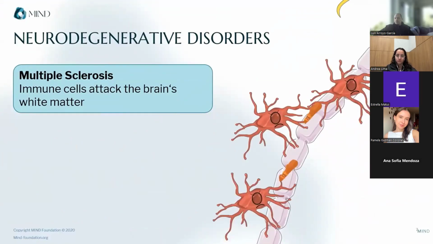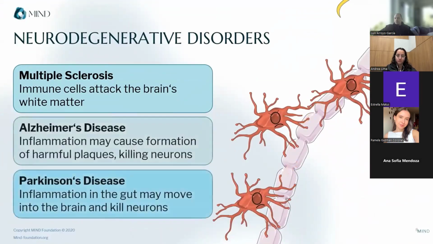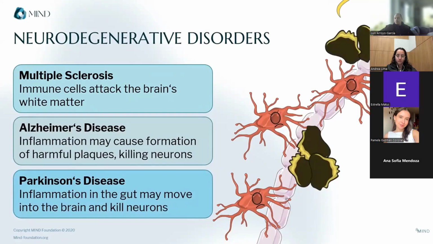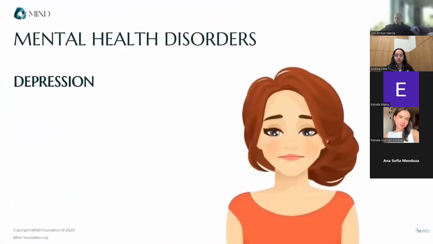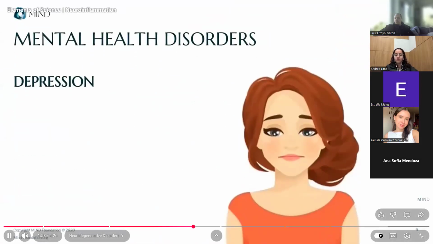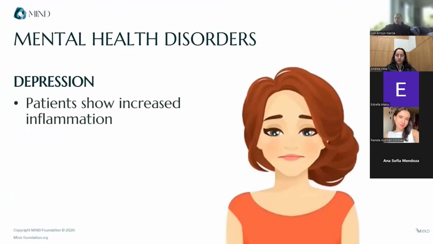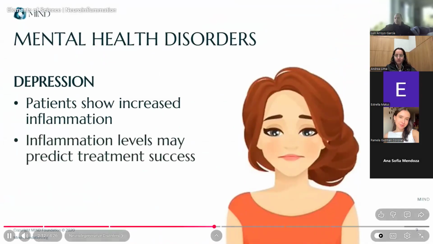Neuroinflammation may also contribute to Alzheimer's and Parkinson's disease. And although the processes are different, leading theories about these diseases suggest that abnormal protein deposits trigger inflammation in the brain, leading to a vicious cycle that ultimately kills neurons. Chronic inflammation is also present in some mental health conditions, especially depression. Many patients with depression show increased inflammation in both the brain and the rest of the body. And depression, of course, has many different causes, but this inflammation may be a factor. Levels of inflammation may even predict which treatments will be effective for different patients.